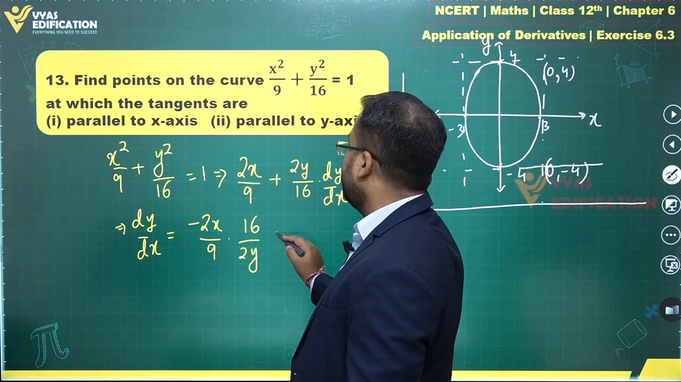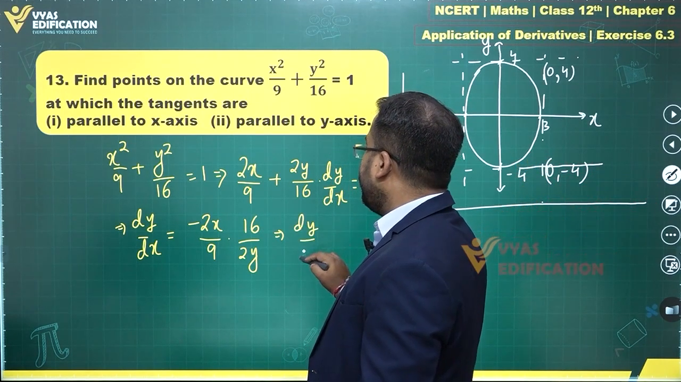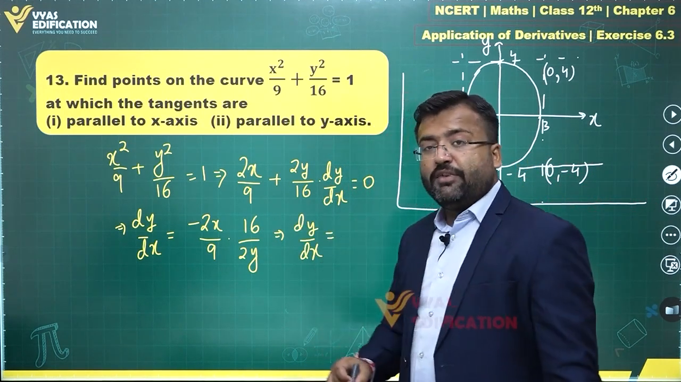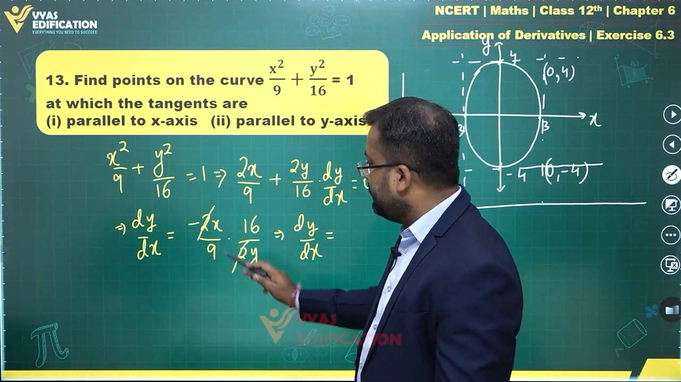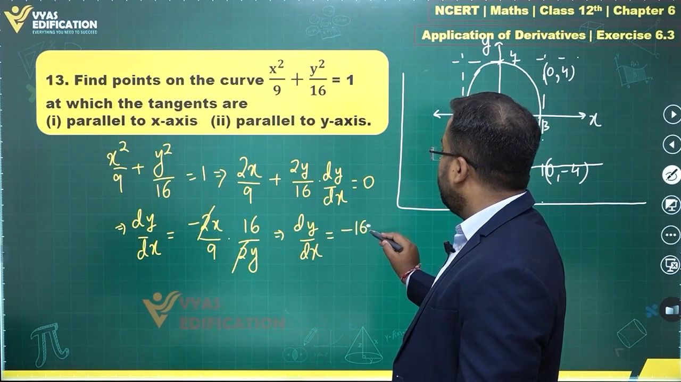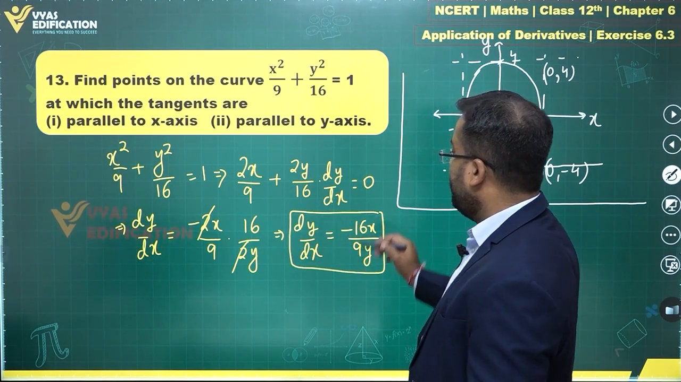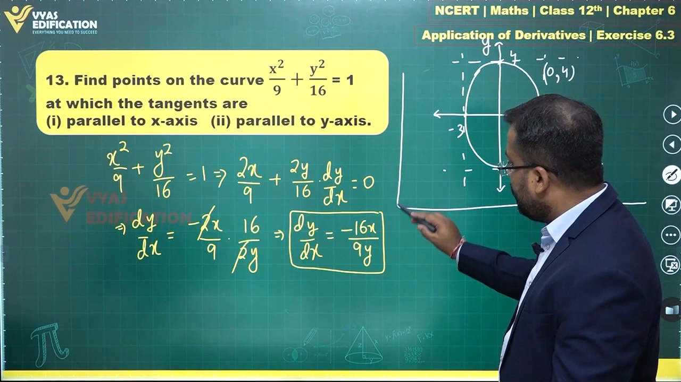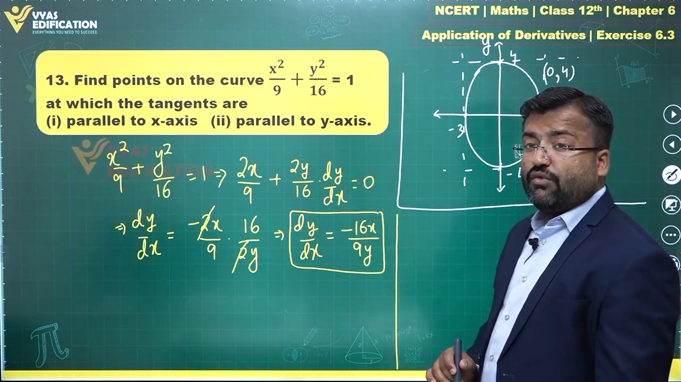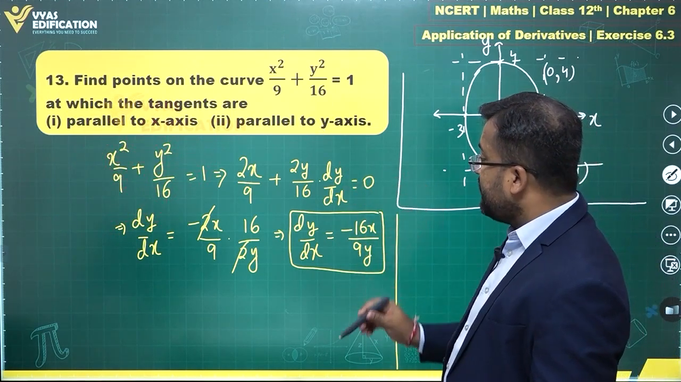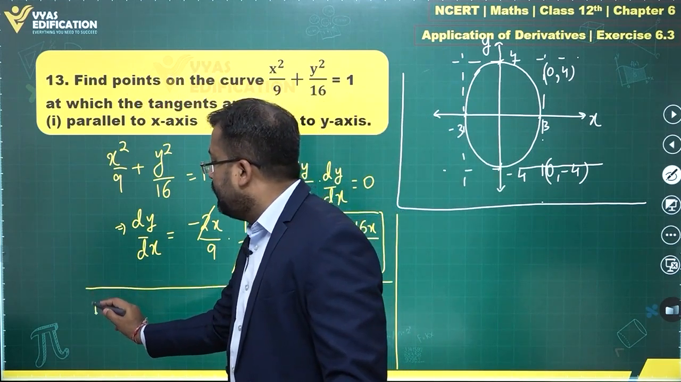2y by 16. And this tells me dy by dx will be equal to what? Please note that this 2 will get cancelled with this 2. This is minus 16x over 9y. This is what I'll get. Okay. On basis of this, can you solve the first and second part as given over here? We are supposed to find tangents which are parallel to the x-axis. Let's solve the first part over here.